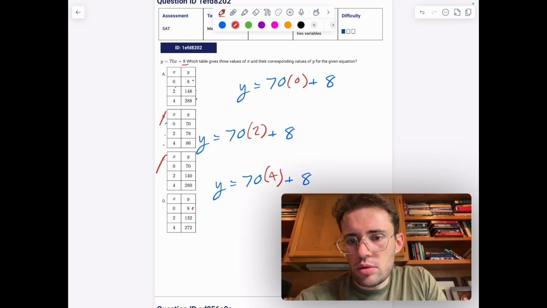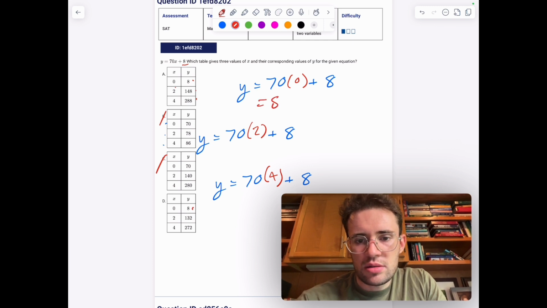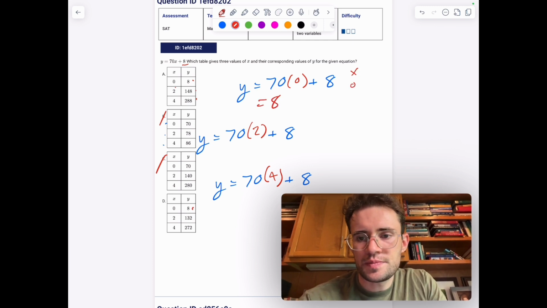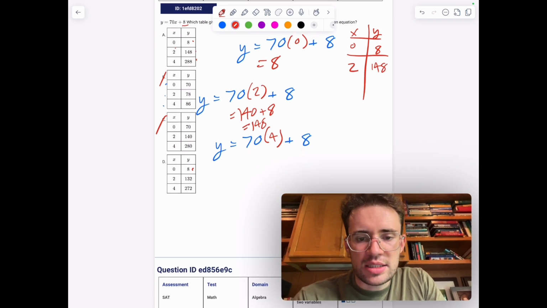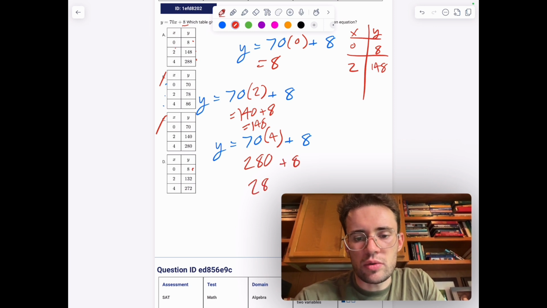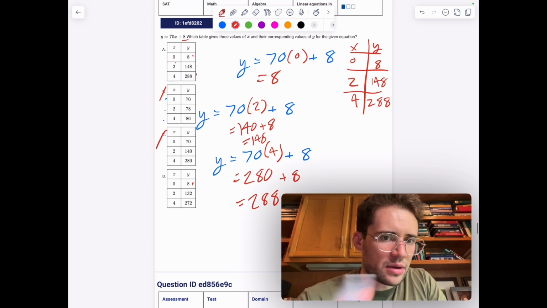So 70 times 0 plus 8, that's 0 plus 8 equals 8. So when x is 0, y is going to be 8. Again, that's the y-intercept they gave you. And then when x is 2, 2 times 70 is 140. 140 plus 8 is 148. So when x is 2, y is 148. And then when x is 4, 4 times 70 is 280. 280 plus 8 gives you 288. So when x is 4, y is 288. Again, like we said, that was A.